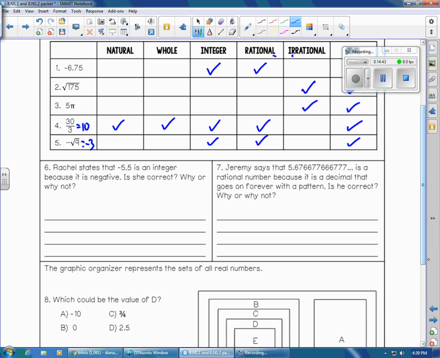Okay. Rachel states that negative 5.5 is an integer because it is negative. Is she correct? Why or why not?